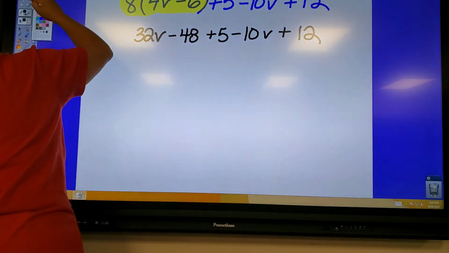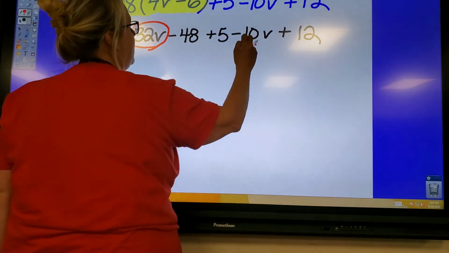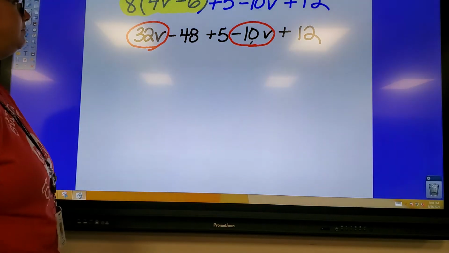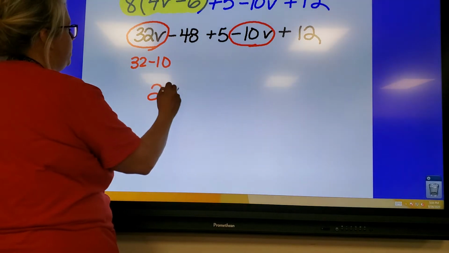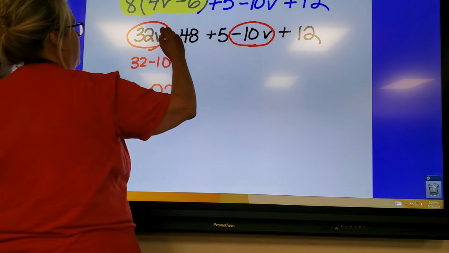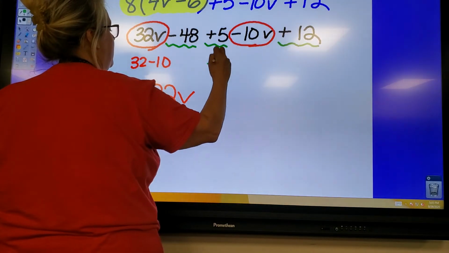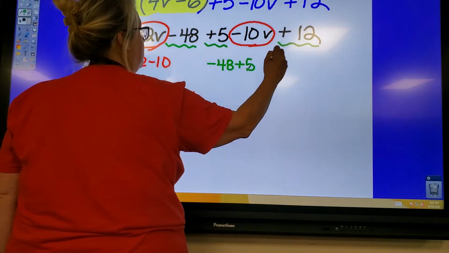Okay, now it's time to combine like terms. So I have a 32v. I have a negative 10v. Those are my only 2 terms that have variables. So 32 minus 10, that's going to give me 22v. Now I am going to combine my constants. I have 3 constants here. A negative 48 plus 5, and then plus 12.